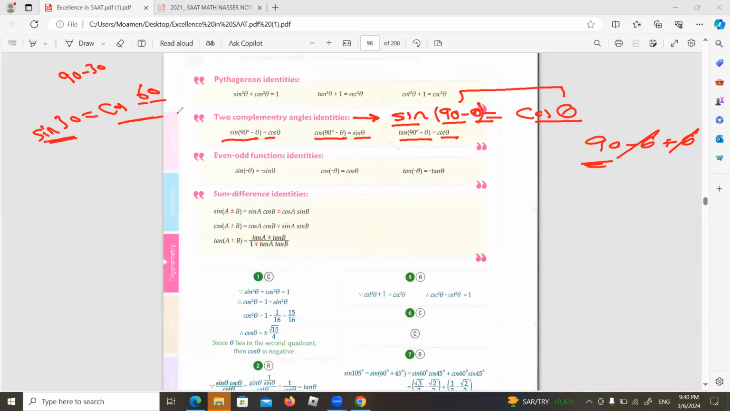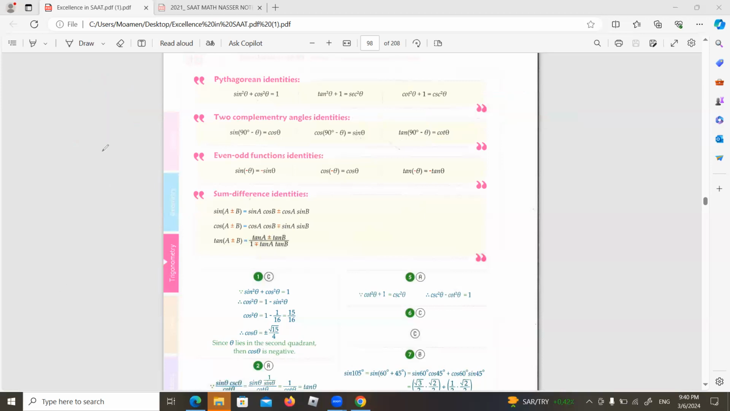Okay, so sine equals cosine if the sum of the two angles is 90, complementary angles. We're going to even and odd functions. Pay attention with me. In this remark, you must know that if you have a negative angle, it means an angle in the fourth quadrant.